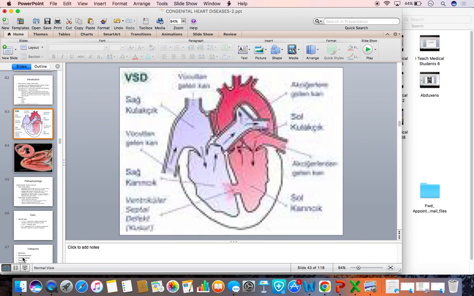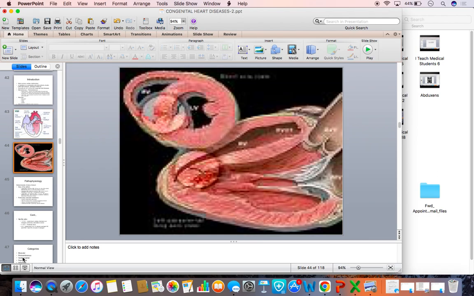Yes, this is the diagrammatic representation of the ventricular septal defect, where the left ventricle communicates with the right. This picture shows the presence of a ventricular septal defect, a muscular type located close to the apex.